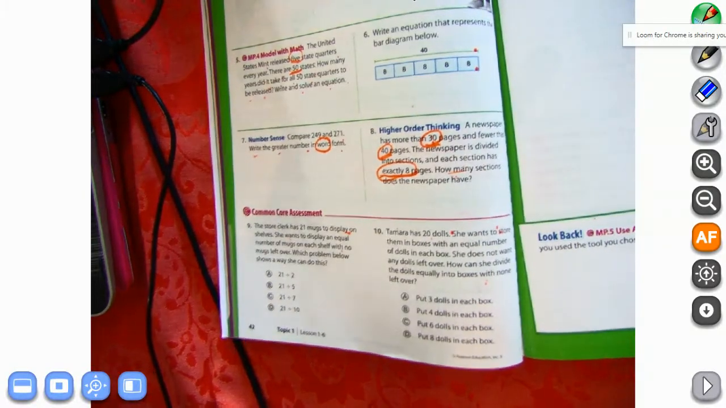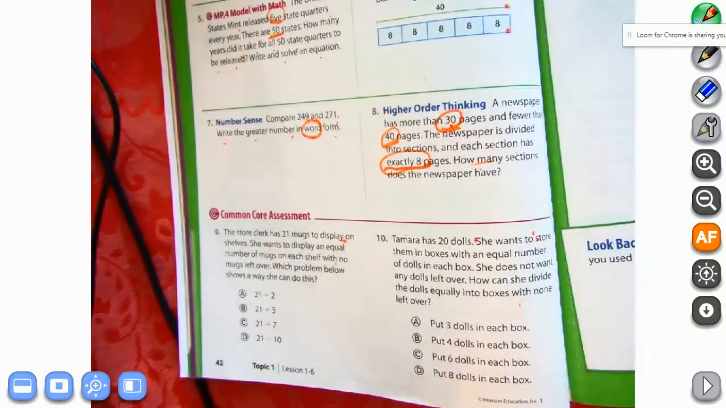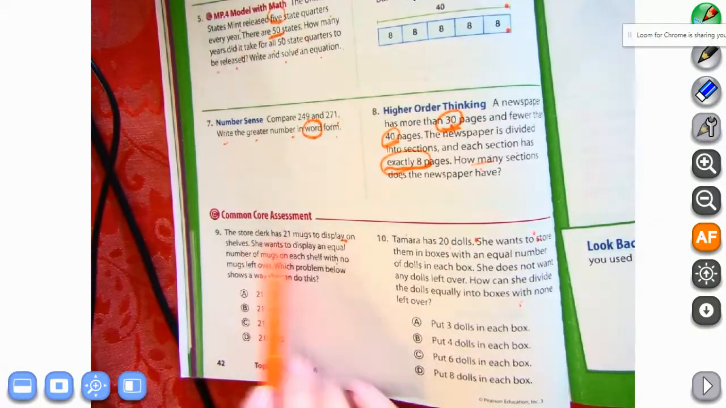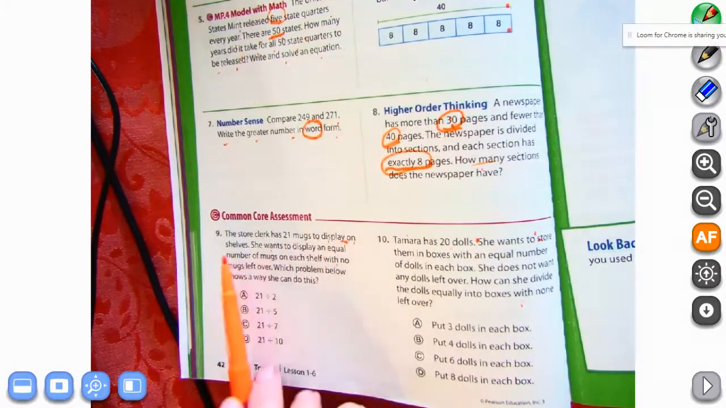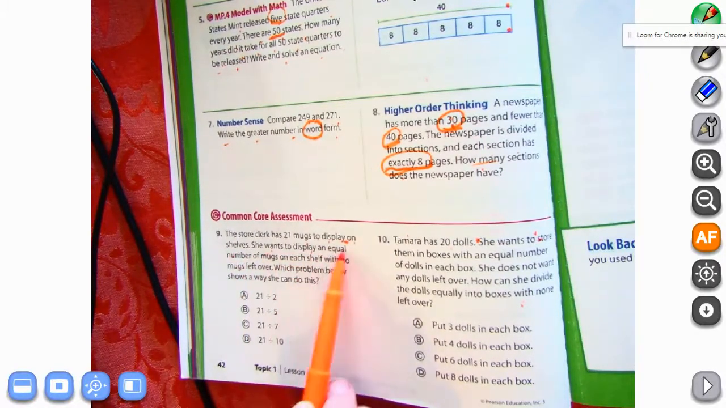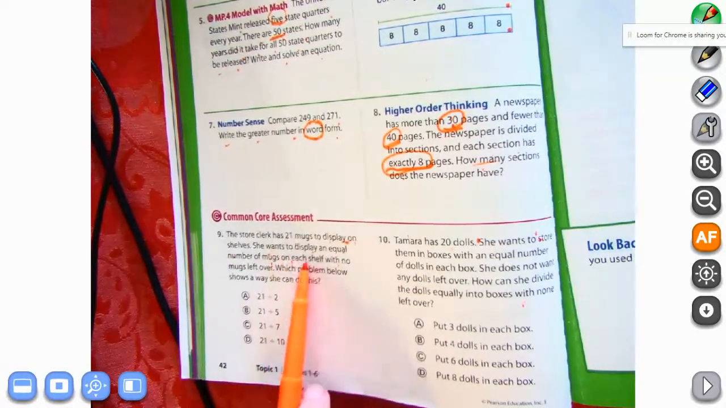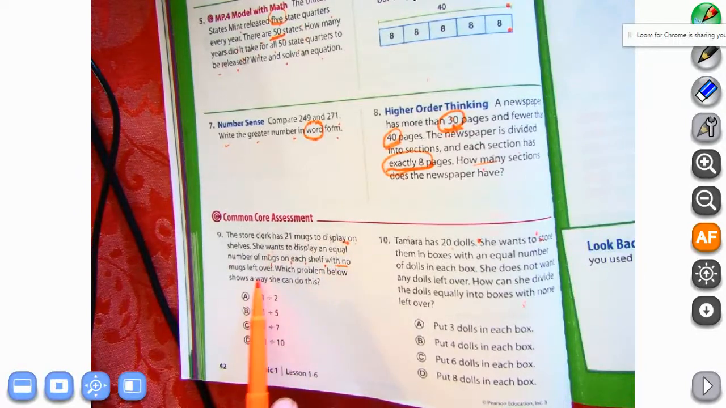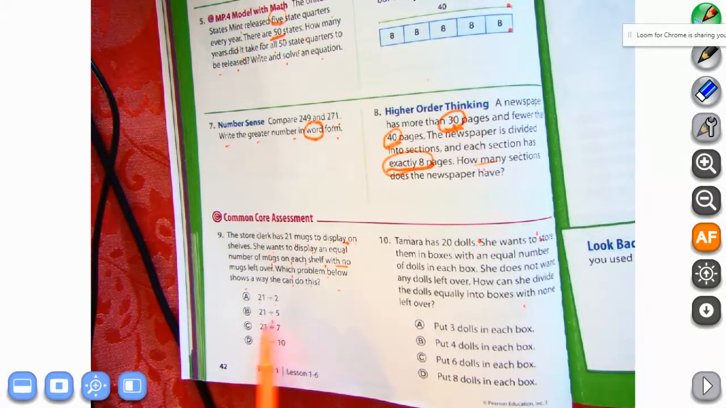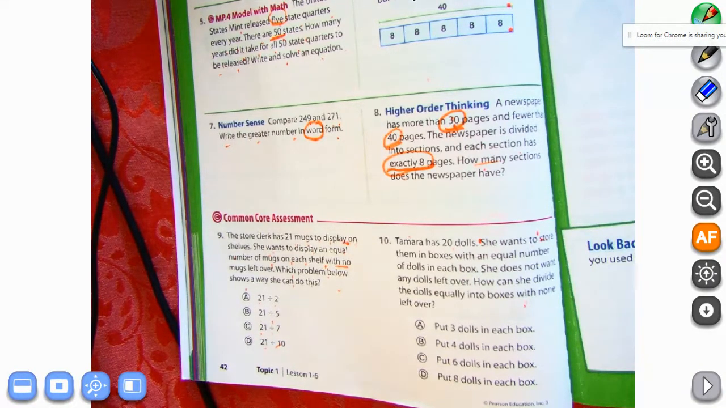All right, number 9 says, the store clerk has 21 mugs to display on shelves. She wants to display an equal number of mugs on each shelf with no mugs left over. Which problem below shows a way she can do this? 21 divided by 2, 21 divided by 5, 21 divided by 7, 21 divided by 10. Which one shows how she can do that?